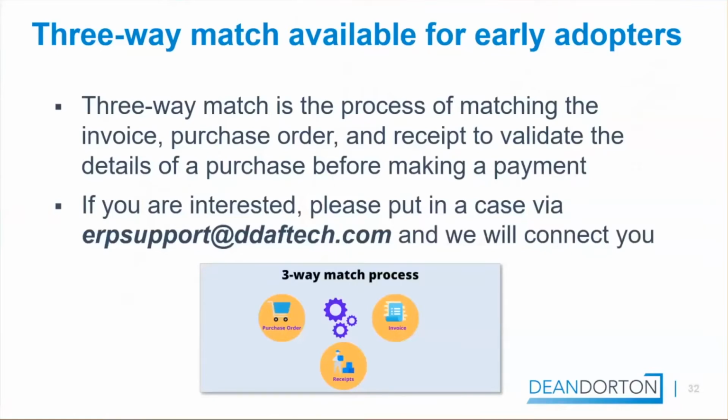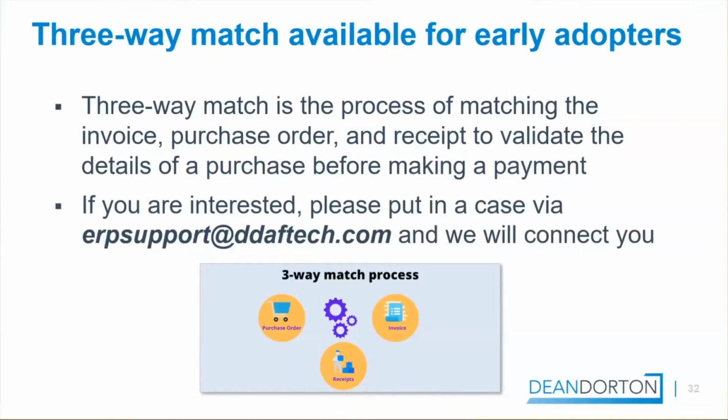So purchasing. Big thing here with purchasing, 3-way match is the process of matching the invoice, PO, and receipt to validate the details of a purchase before making a payment. So Sage Intacct is doing some revamping of this three-way match process, making it tighter, making it something that is a better workflow within the Sage Intacct application.